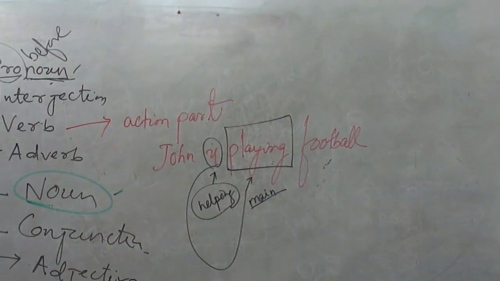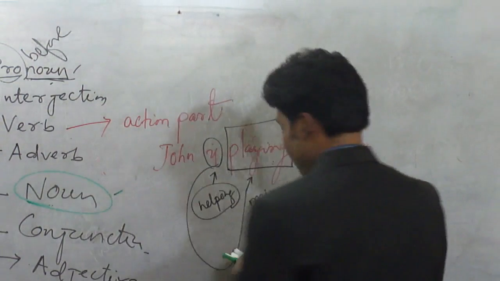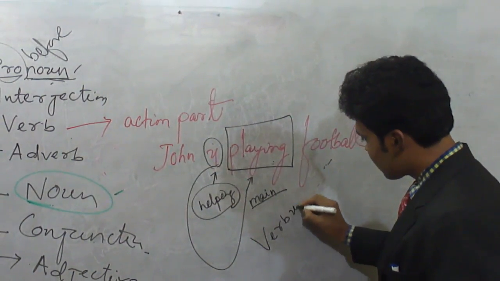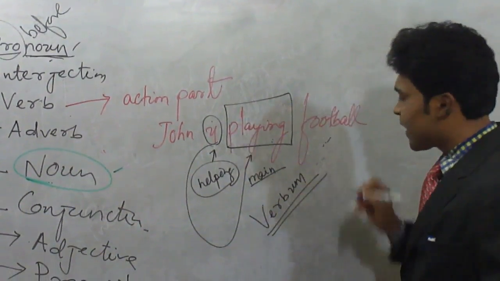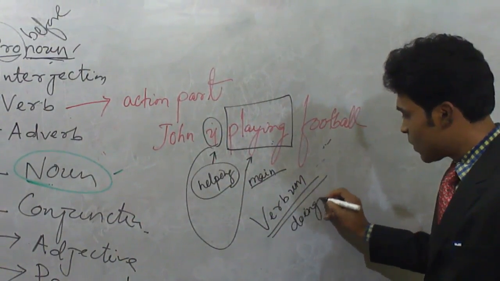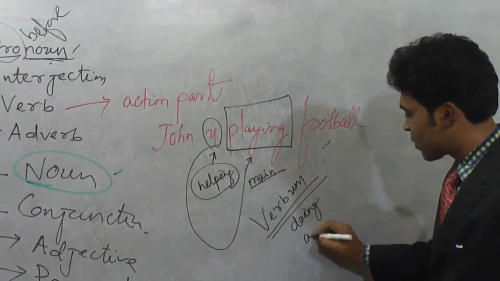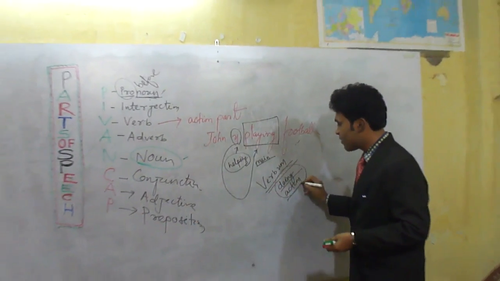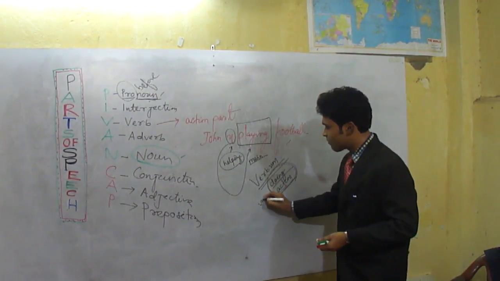Alright? Without this, you cannot understand what a verb actually is. Verb means verbum. This verbum is a Greek word which means doing or action. So doing or action is the meaning of this verb.